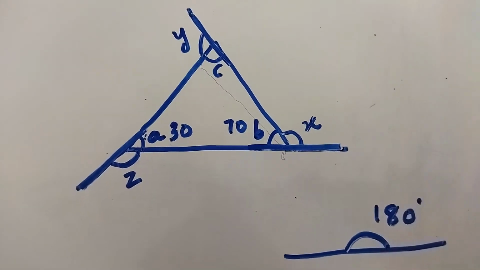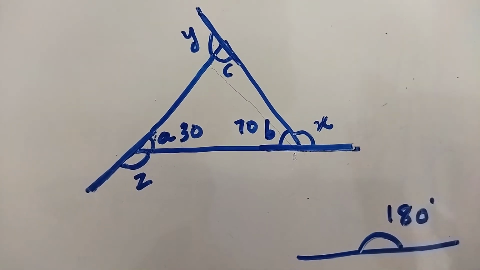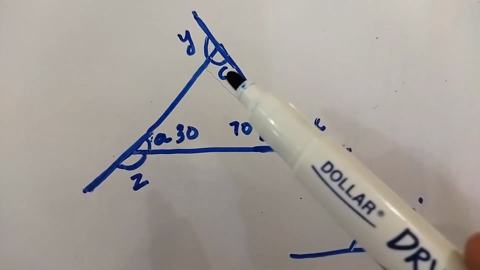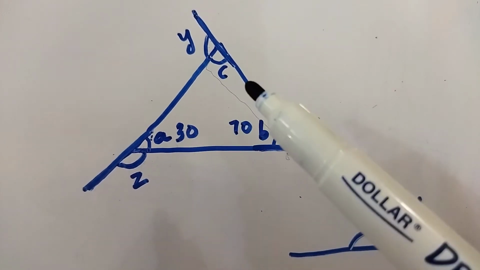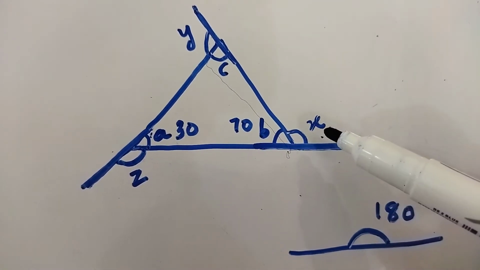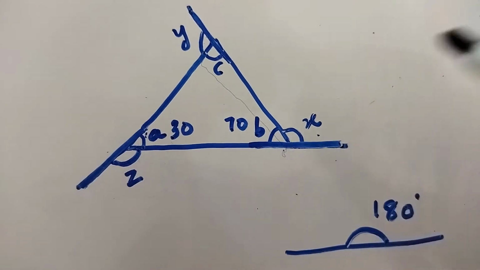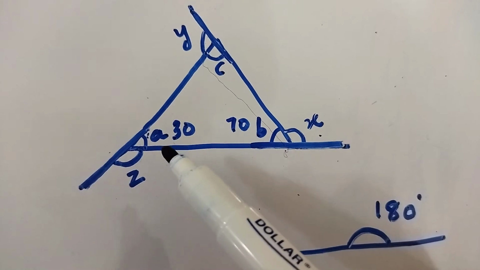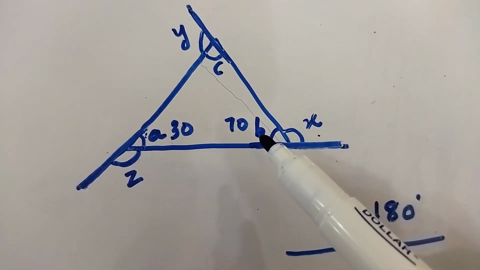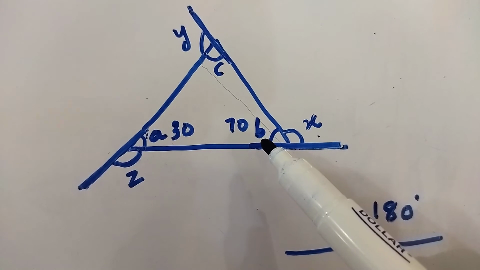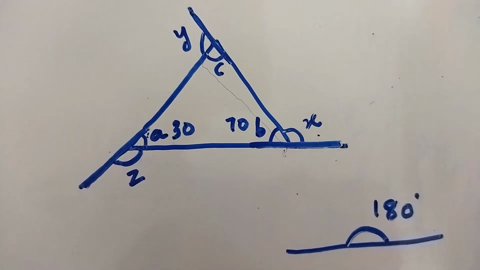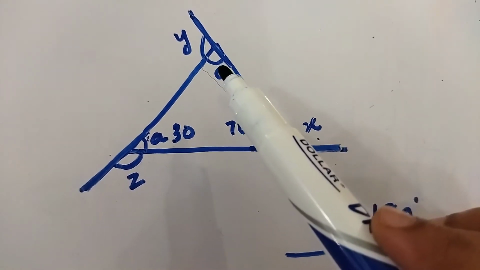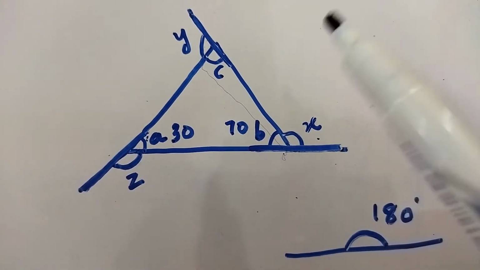So it means that an exterior angle is always equal to the sum of opposite interior angles, right? So if we need to find out the value of X, we need to know opposite interior angles. We already know that angle A is 30 degrees. We know that angle B is 70 degrees, and with the help of the formula of sum of angles of a triangle, which is 180 degrees, we have found out that angle C is 80 degrees.